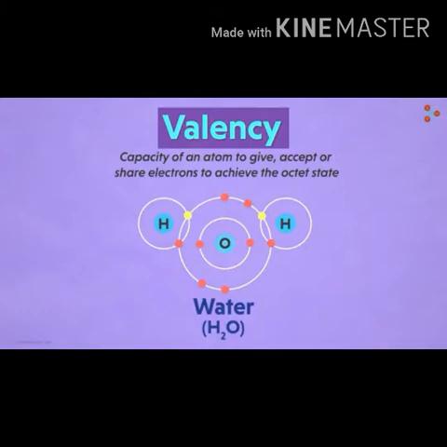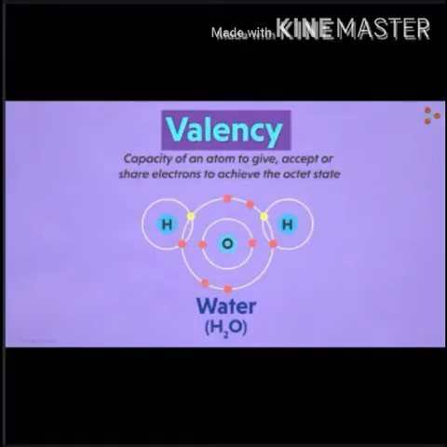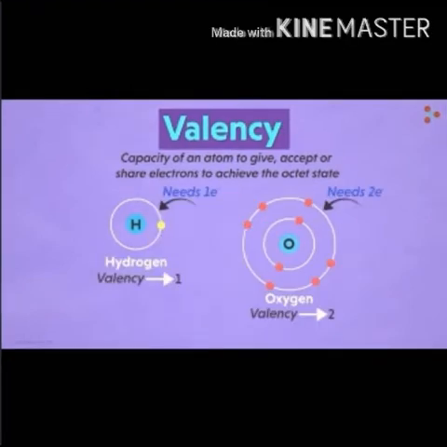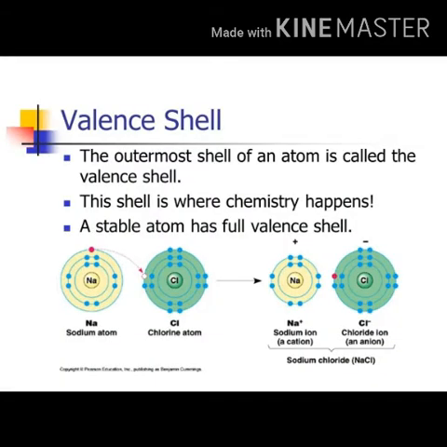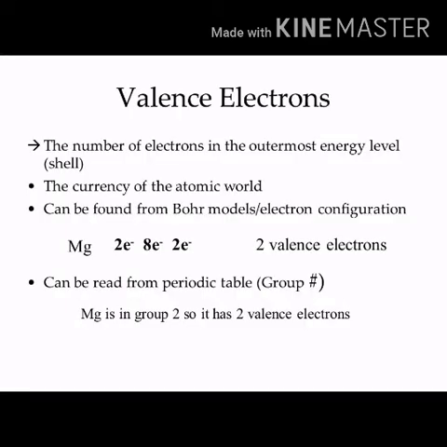This also shows that valency means the number of chemical bonds formed by an atom. Because here the valency of hydrogen is 1, it forms one chemical bond with the oxygen atom, and the valency of oxygen is 2, so it forms two chemical bonds with two different hydrogen atoms. Valency of an atom is determined by the configuration of its outermost shell. Therefore, the outermost shell is called the valence shell. Also, the electrons in the outermost shell are called valence electrons.